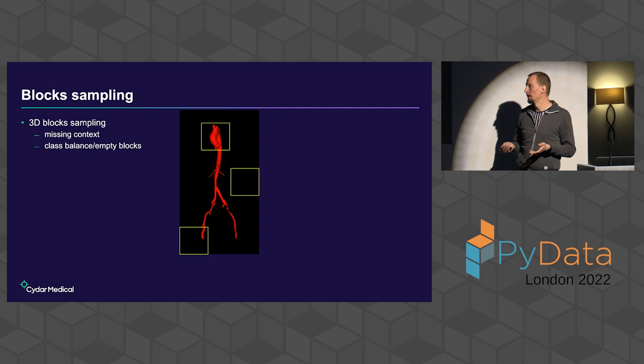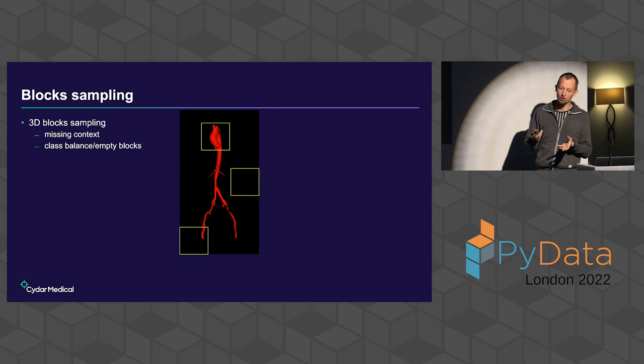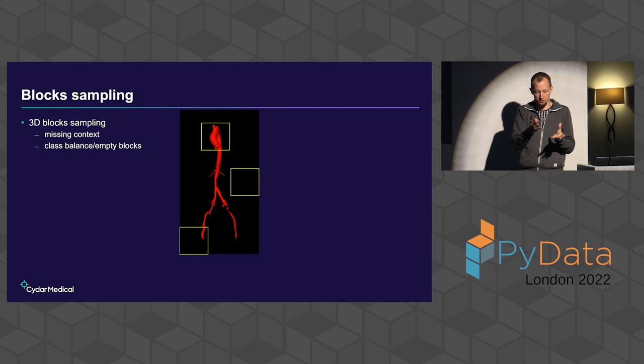I showed you a 2D version of it, but in 3D it gets even harder. So we can sample blocks from the whole volume, because the whole won't fit into memory. We'll just look at a part of it. But we face challenges like missing context, because to solve the segmentation problem, looking at just a small part of the image might not be possible since you don't have the context around.